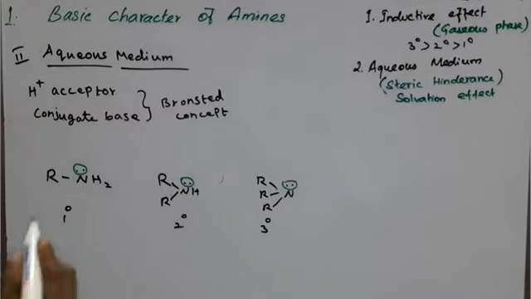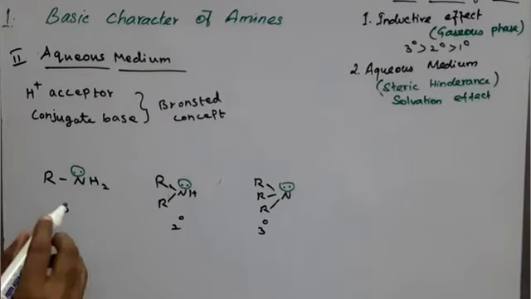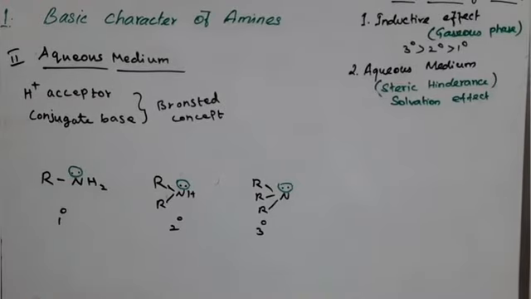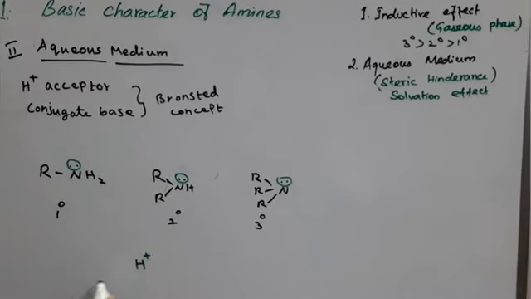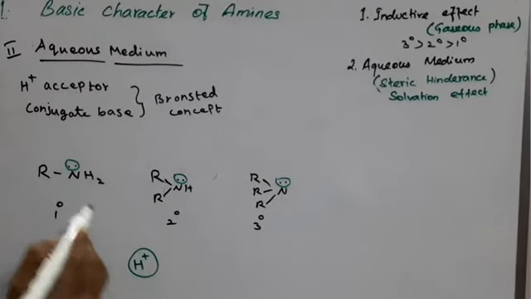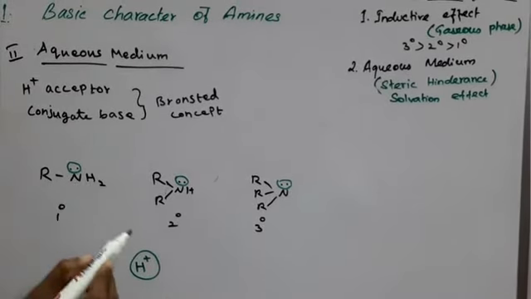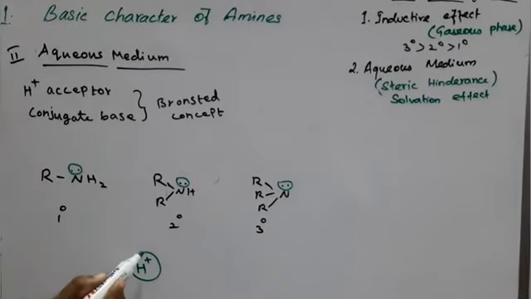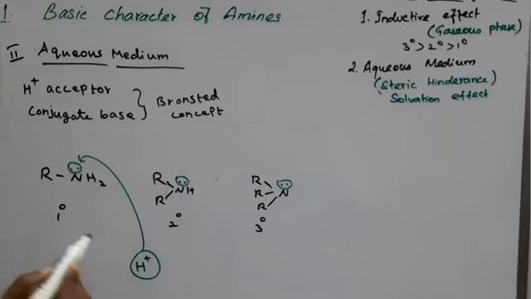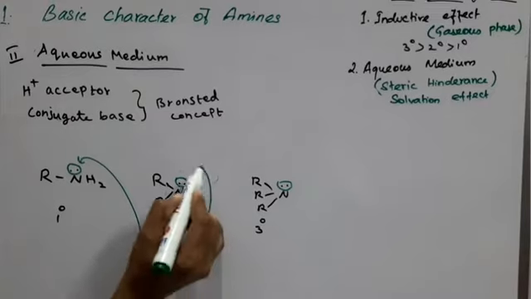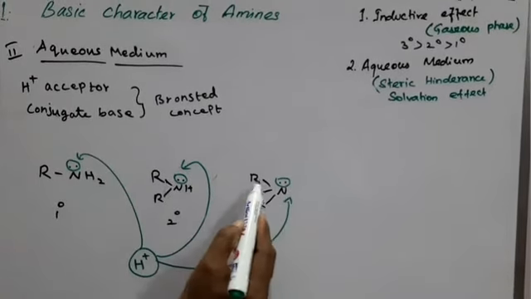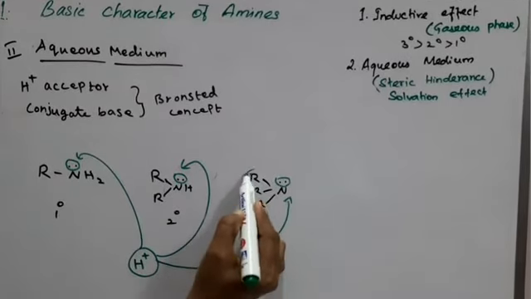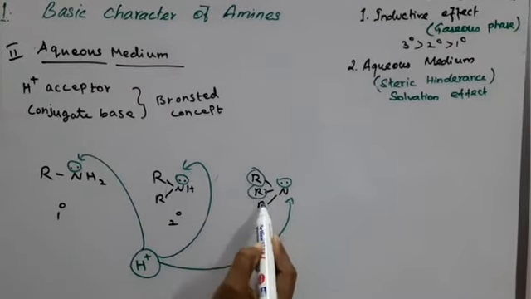Okay, so they accept the H plus when dissolved in water, accept the H plus ion and release the OH minus. This is your H plus proton. Here 2 hydrogens are present, and the lone pair of electrons is also present. This is accepted by this primary amine along with the H plus. And here it is not possible because of the bulkier group, the three alkyl groups present.